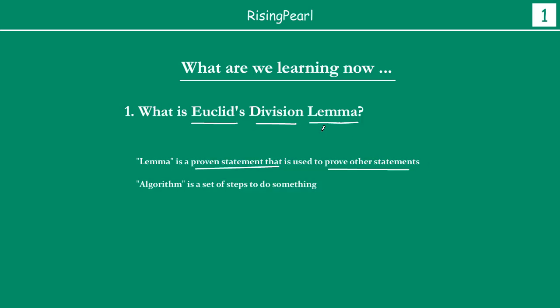Sometimes you will also see this is also known as Euclid's division algorithm. So the word lemma and algorithm are used interchangeably. Algorithm is nothing but a set of steps to do something. It's a well-defined set of steps to do something. So as you can see from here, friends, Euclid's division lemma or Euclid's division algorithm, it must be about division, right? With that said, let's look more into it.